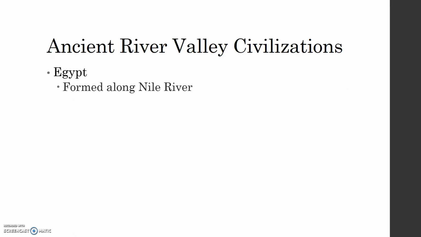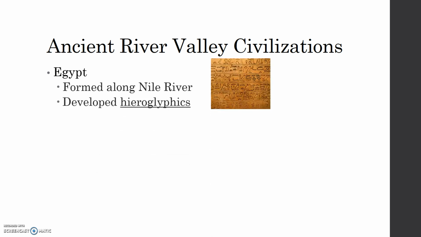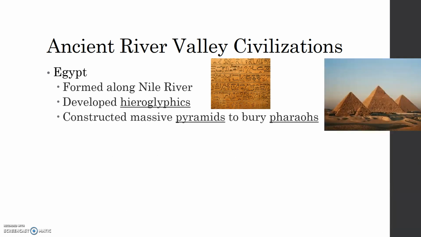The first one, Egypt, formed along the Nile River. All right, the Nile really was the lifeblood of Egyptian civilization. Hieroglyphics, their ancient picture writing, is one of the aspects of their culture and civilization they're best known for. And they were known also for massive architecture.